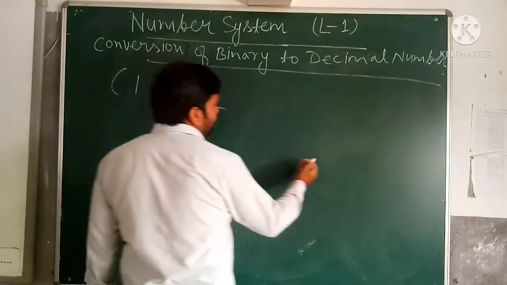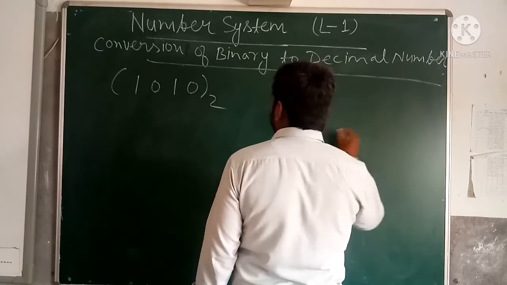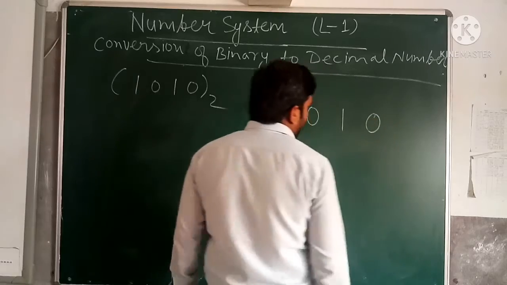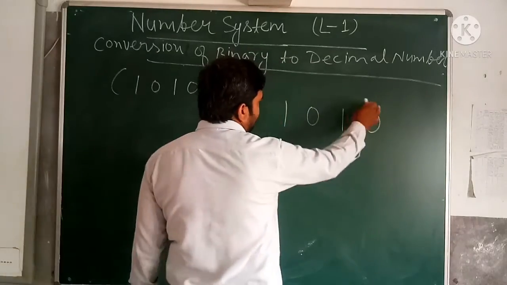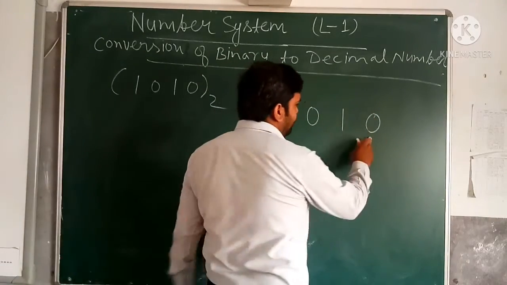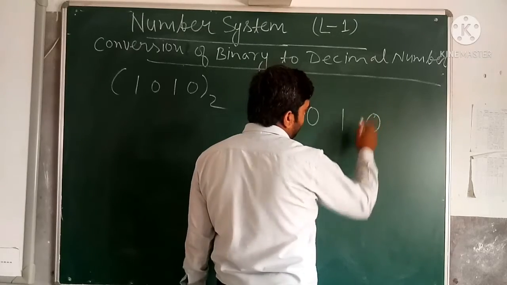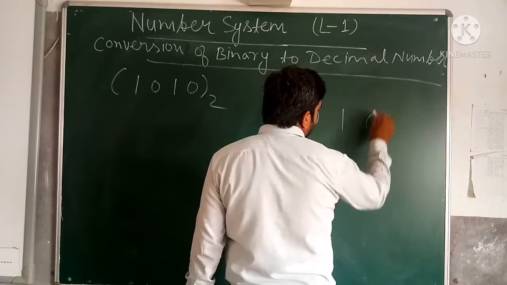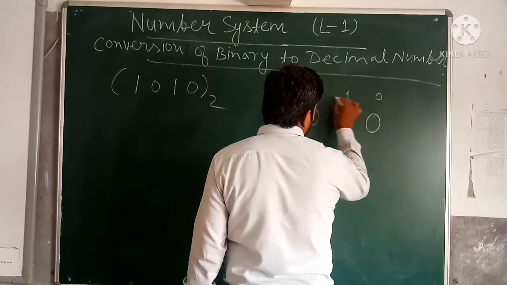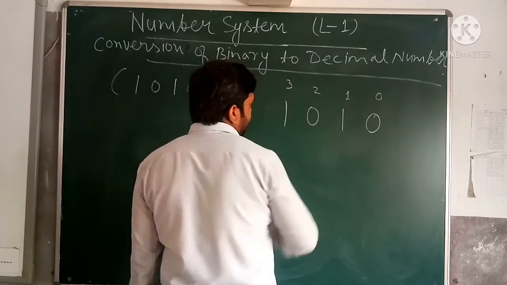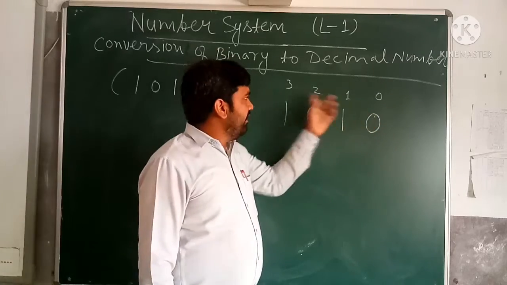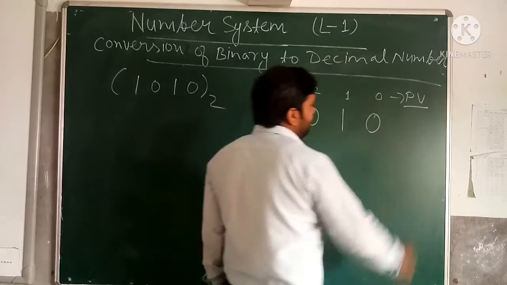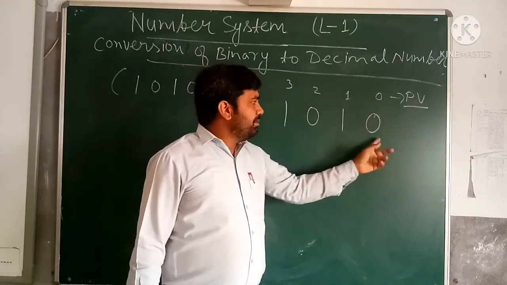See how we can do it. First of all, you write the positions. So I am writing here the binary 1, 0, 1, 0. Here I am writing the positional value, the place value. This is the zeroth place, so we write 0, 1, 2, 3. These are the numbering. This is the positional value, PV. So these are the positional values of each binary digit.